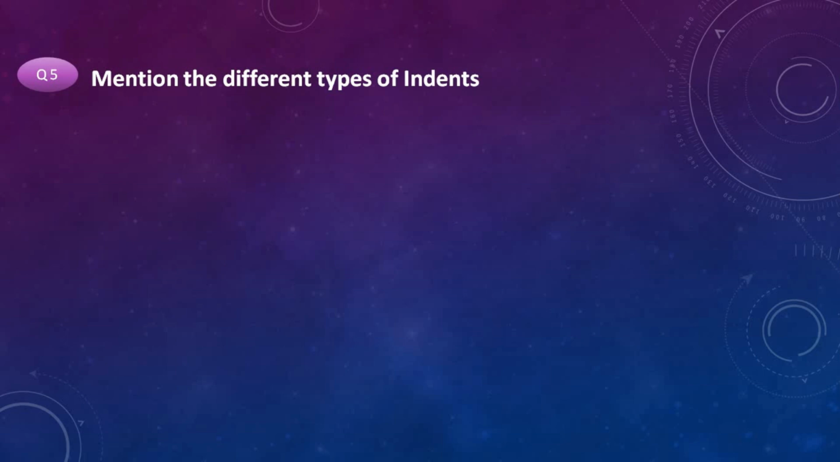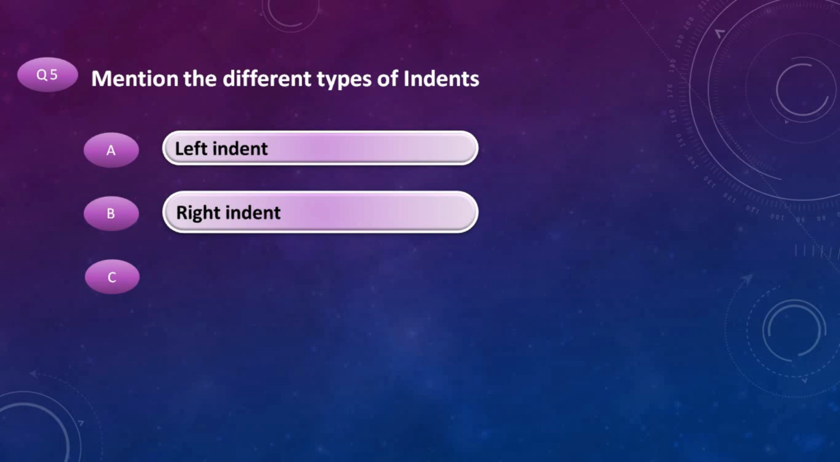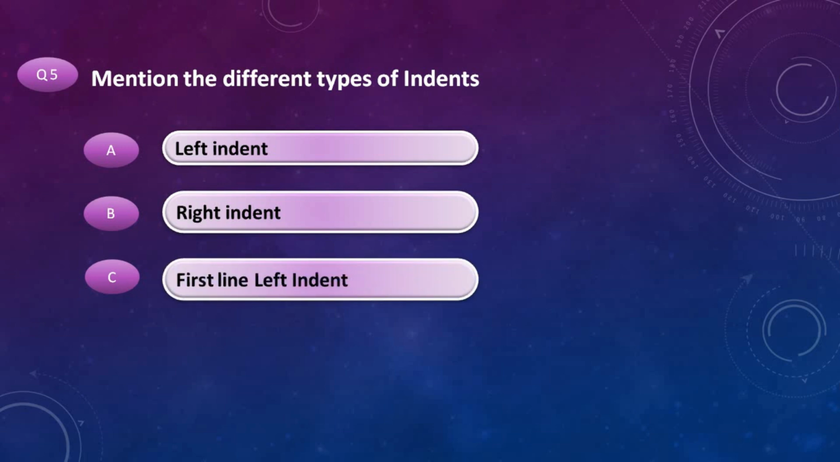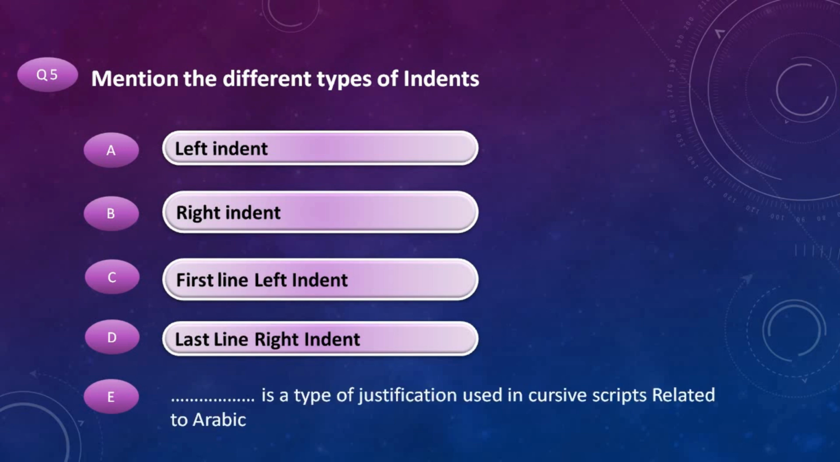Mention the different types of indents. Left indent, right indent, first line left indent, last line right indent. Kashida is a type of justification used in cursive scripts related to Arabic. Left indent, right indent, first line left indent, last line right indent are the different types of indents.